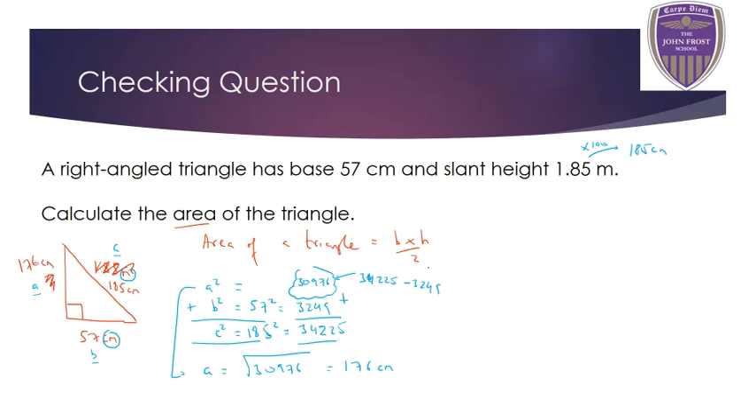Now I can go back to my calculation, because it's the base times the vertical height divided by 2. So if I do 57 times 176, I get 10,032. Divide that by 2, and you get 5,016. But it's an area, so it's going to be in centimeter squared. And with that, we're done.